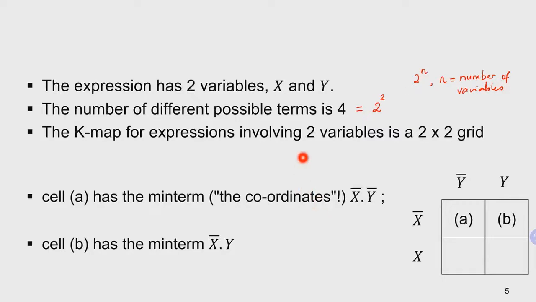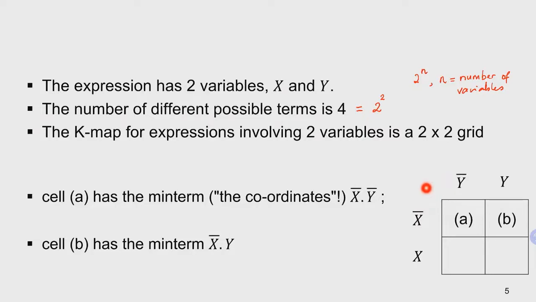So for 2 variables, you can fill up a 2 by 2 grid. So 2 by 2 is 4. Okay, so a grid like this, a 2 by 2 grid, is what we call the K-map. And then we can list down the variables as the axes of this grid. So we use one side as X and the other side as Y.